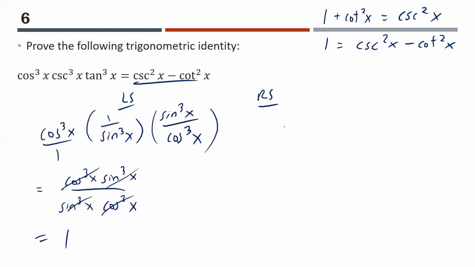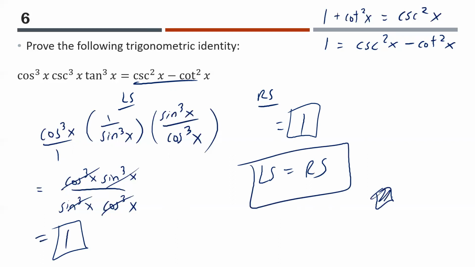So I can just go on my right side and just say that equals 1. Well, what do you know? Left side equals the right side. LS equals RS. Boom. We are done, right?